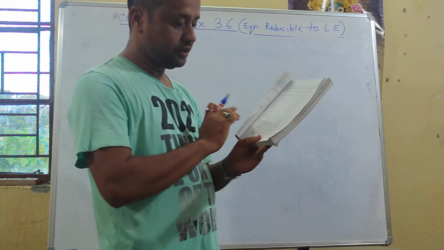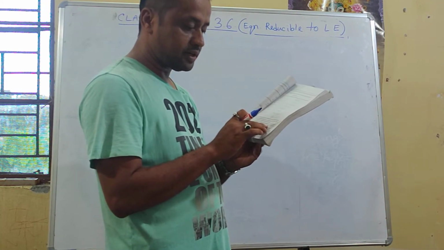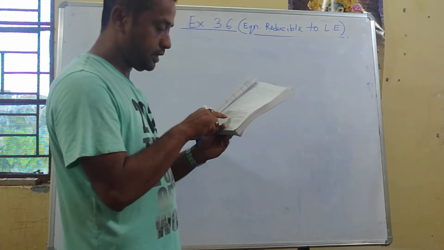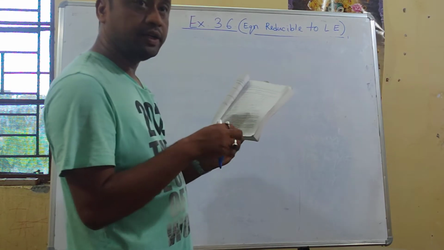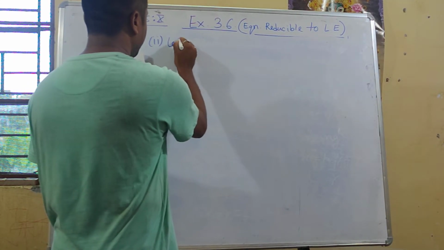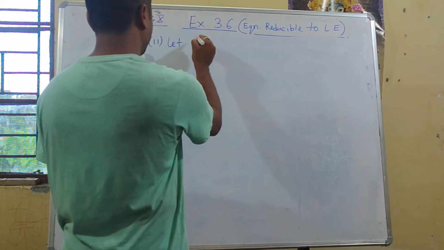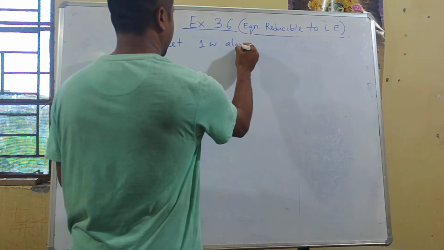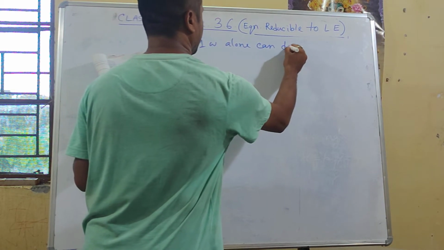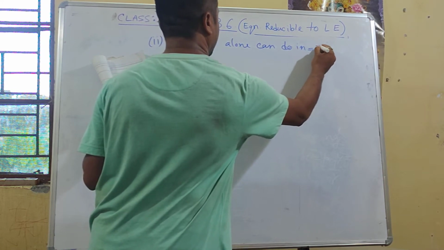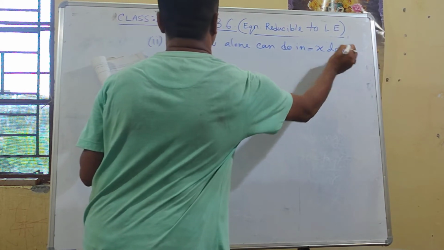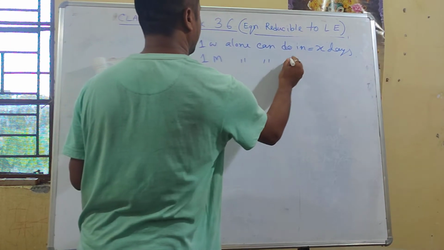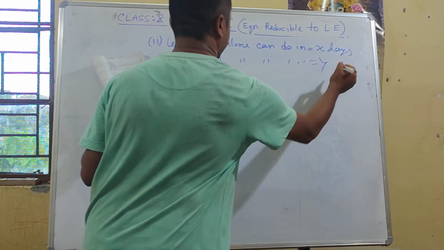So first you read this question, and here it is asked to find the time taken by one woman alone to finish the work. So this required information will be put in variable form. Let one woman alone can do it in x days, and one man alone can do it in y days.